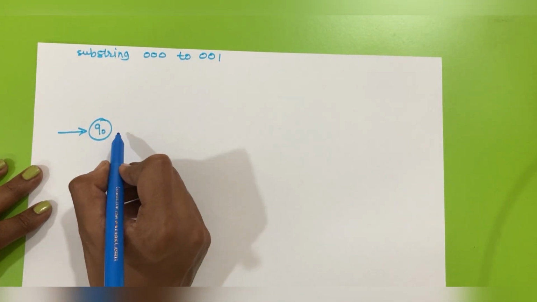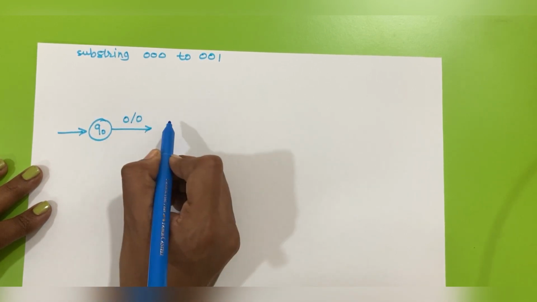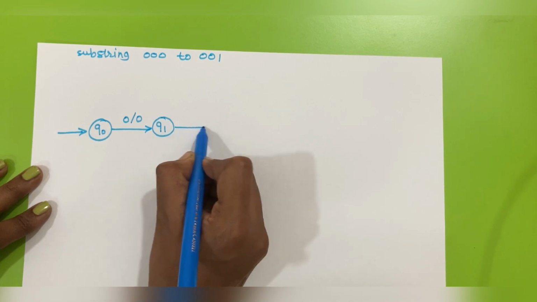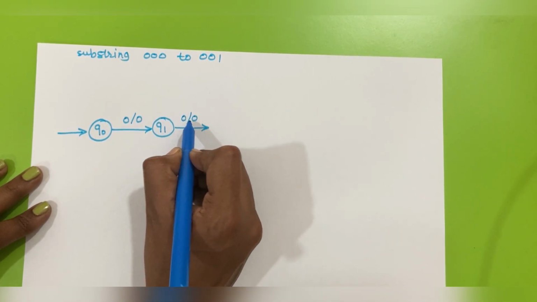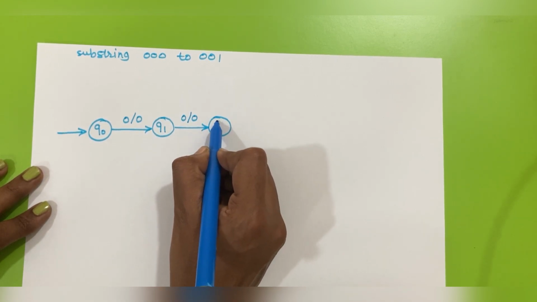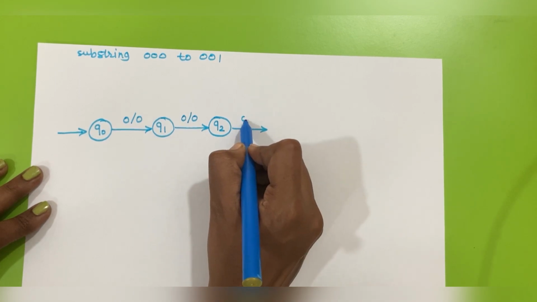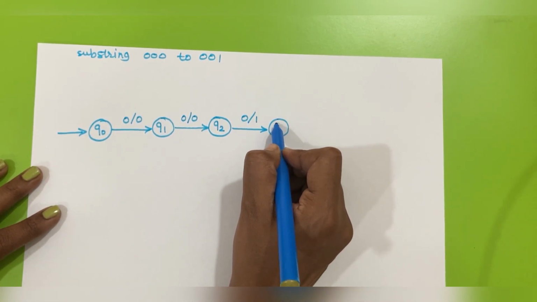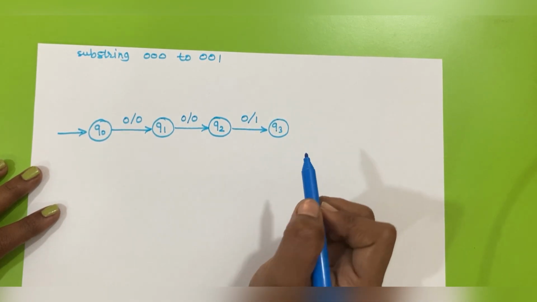Now if we have zeros, they will be converted into 0. This is the first 0, so the first 0 will be converted to 0. Next, the second 0 will again be converted into 0. Now this will be our third 0, so that should be converted to 1. So 0 will be replaced by 1, and this will be the third state.